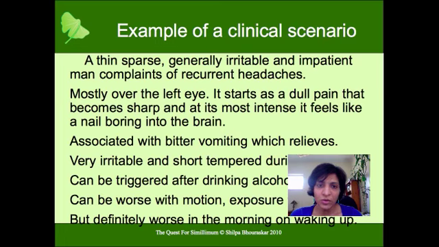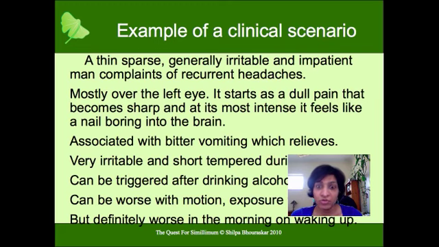A thin man who is quite irritable and impatient comes with complaints of recurrent headaches. So remember, it looks like an acute case. However, it's an acute exacerbation of a chronic case for us. The headaches mostly come over the left eye. They start as a dull pain, becoming sharp, and when it's very intense, it looks like a nail boring into the brain. The headaches are mostly associated with bitter vomiting, which helps the patient, and the person can become more irritable and short tempered during an episode.